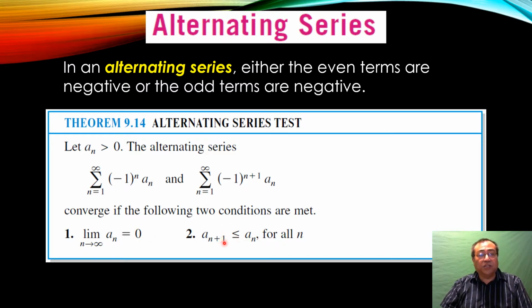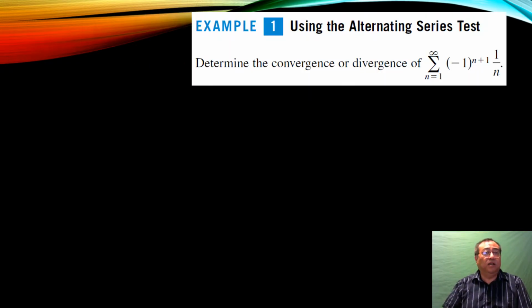And this other condition: each successive member of the sequence is smaller than the previous one. It has to steadily decline. It steadily goes down. So there are really three conditions. It's got to be an alternating series, and then those two. All right, let's get started.